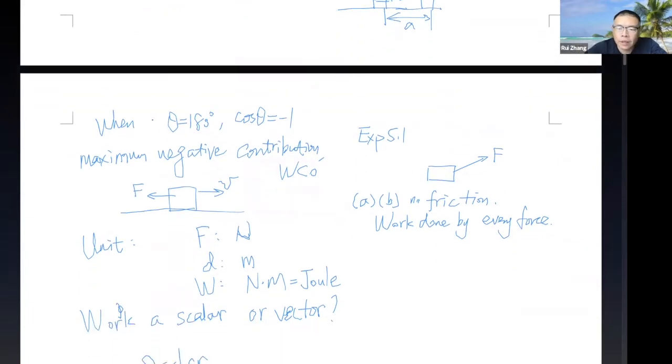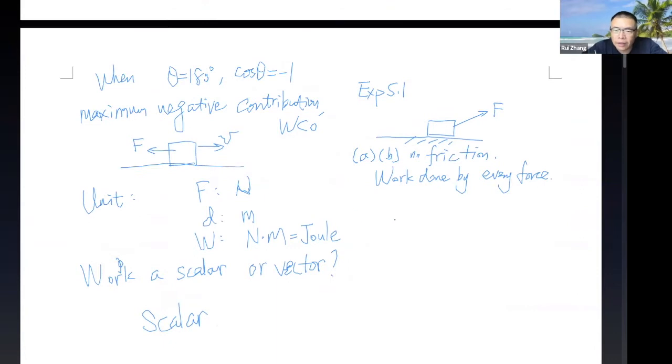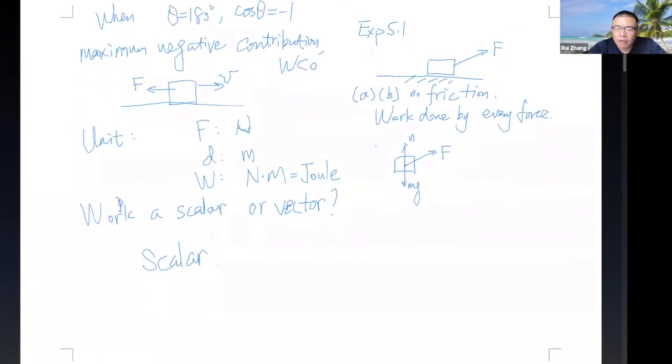So in this case, when there's no friction, how many forces do we have? Because there's contact with the surface, and we know there's always gravity, and because of the surface, there's always a normal force. Gravity is going down, normal force is going up, and then we have this F here. So we have 3 forces. Let's calculate the work done by each one of them. Let's start from the normal force and gravity, starting with gravity.